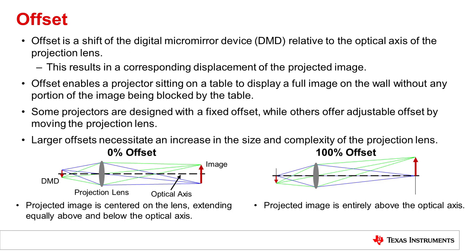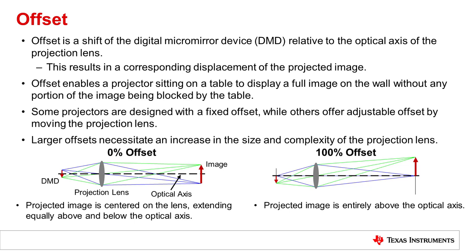Offset is a shift of the DMD position relative to the optical axis of the projection lens. This shift creates a corresponding displacement of the projected image. As depicted by the diagrams below, the projected image of a 0% offset system extends equally above and below the optical axis of the projection lens. In a system with 100% offset, the projected image is entirely on one side of the optical axis. Offset is most commonly used so that a projector mounted flat on a table or ceiling can still display a full image on the wall. Without any offset, the table or ceiling would block half of the image.